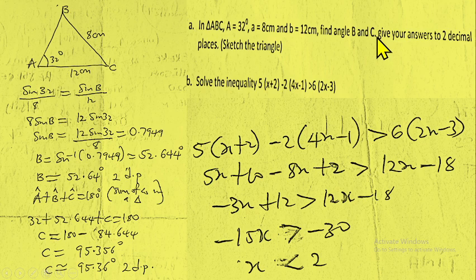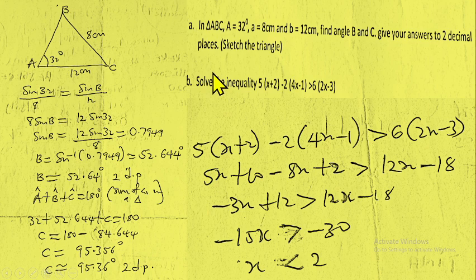Now that we know this angle here, we are to find the third angle, which is C. We can use the sum of angles in a triangle to find that. Angle A plus B plus C gives us 180 degrees. So this angle is 32, the other one is 52.644, plus C equals 180. If you add this plus this together, that gives us 84.644. Remove it from 180, that should give us 95.356 degrees. So C is 95.36 degrees to two decimal places.